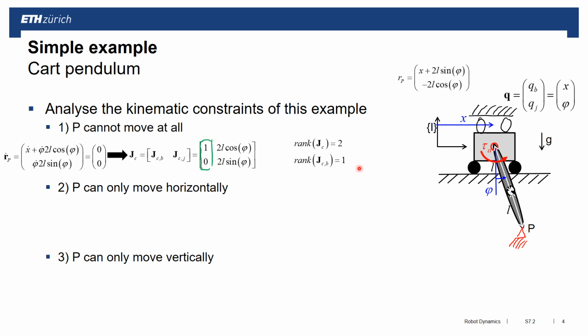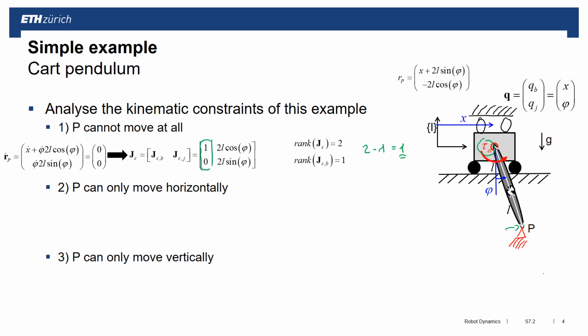The second thing we see here is that 2 minus 1 is equal to 1. So I have one constraint which is imposed on my joint level degrees of freedom. In other words, the actuated degrees of freedom is not allowed to move. So with my tau A that I have here, all I can change is the interaction force at this point P, but I cannot change the motion of the system.